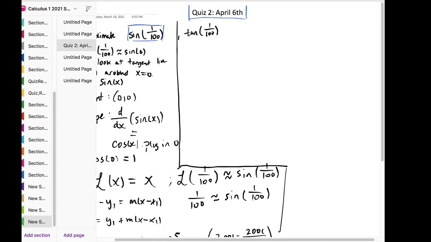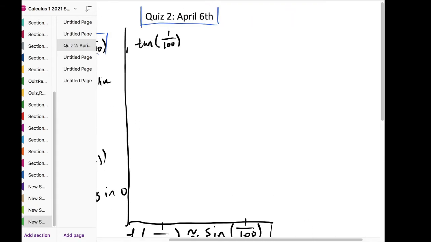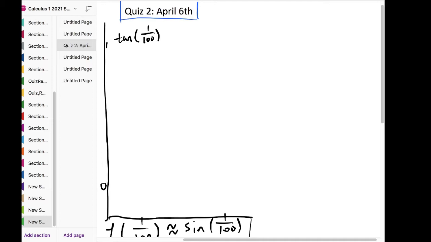Okay, let's do tangent. How do you approximate tangent of 1 over 100? So we need a point, and we need a slope. What is the point you should probably look at? Yeah, 0, 0.